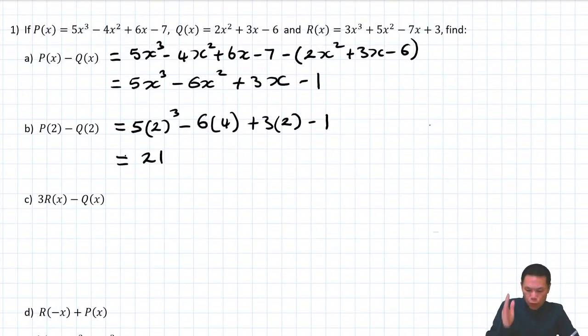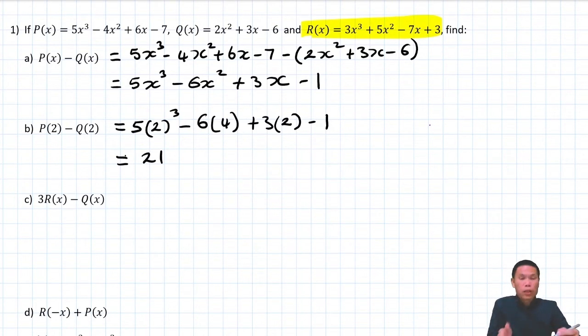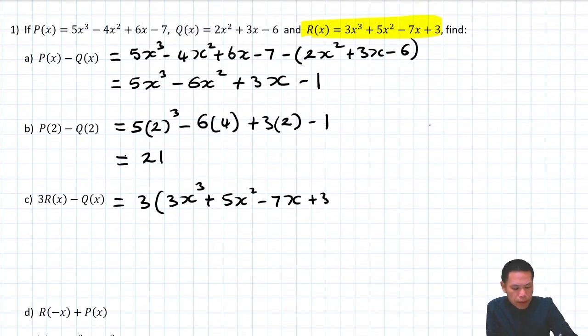Now part C, 3r minus q. So we have r here, which is r of x if you like. So 3 lots of that. So I just write here first, which is 3 lots of 3x to the power of 3 plus 5x squared minus 7x plus 3.